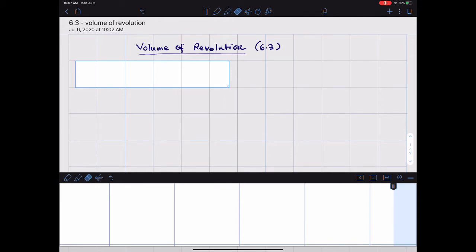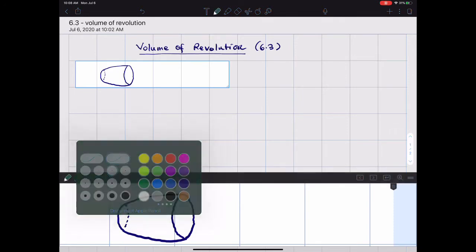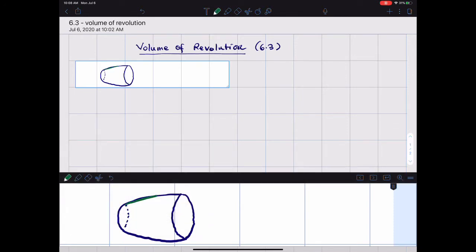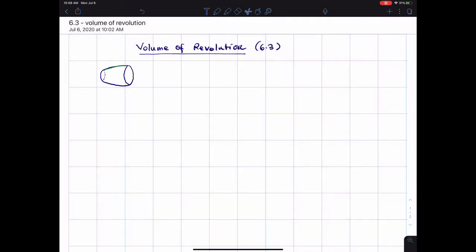Consider this 3D figure. It's a solid. All right. Consider trying to find the volume of this figure. One approach we can do is to think of one of the edges as a function. Maybe this edge. How can this work? I'll show you.